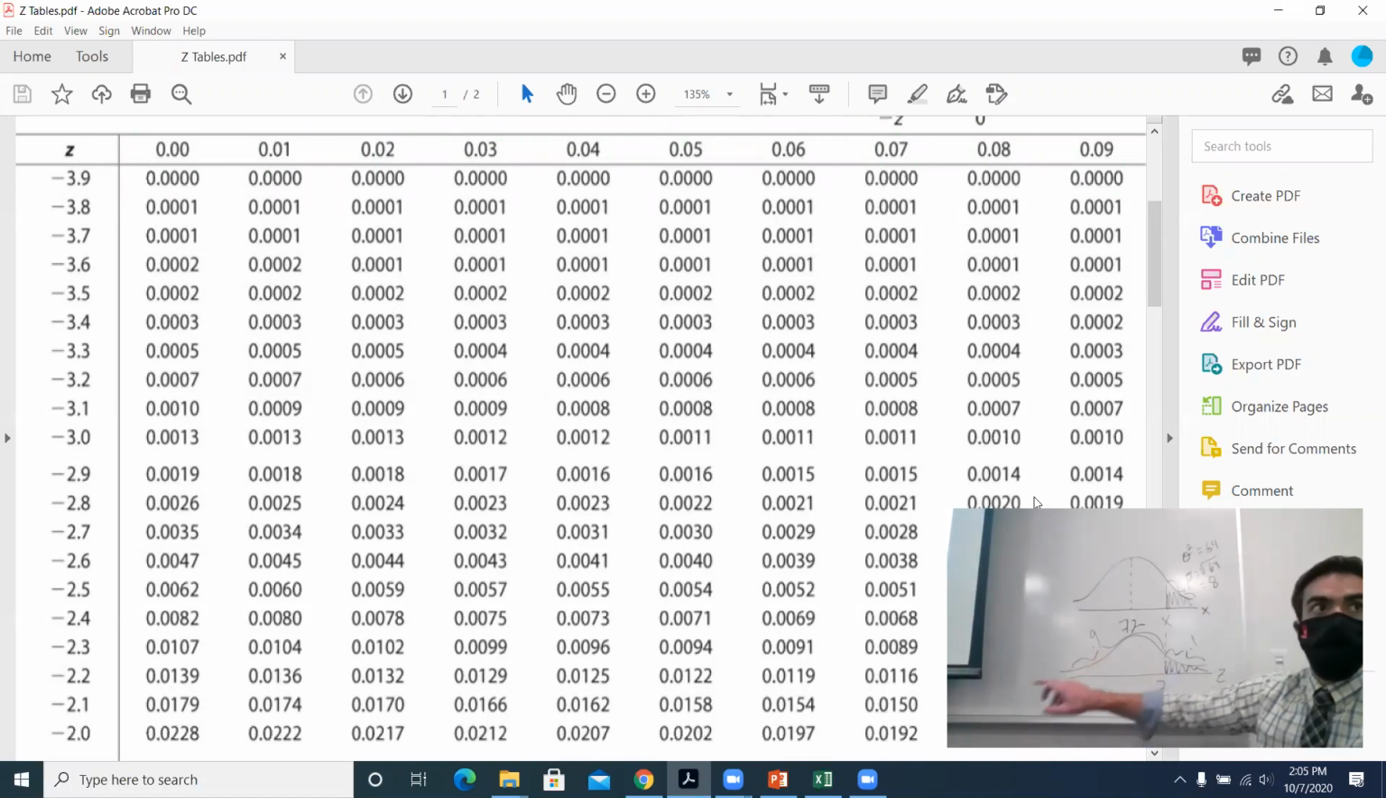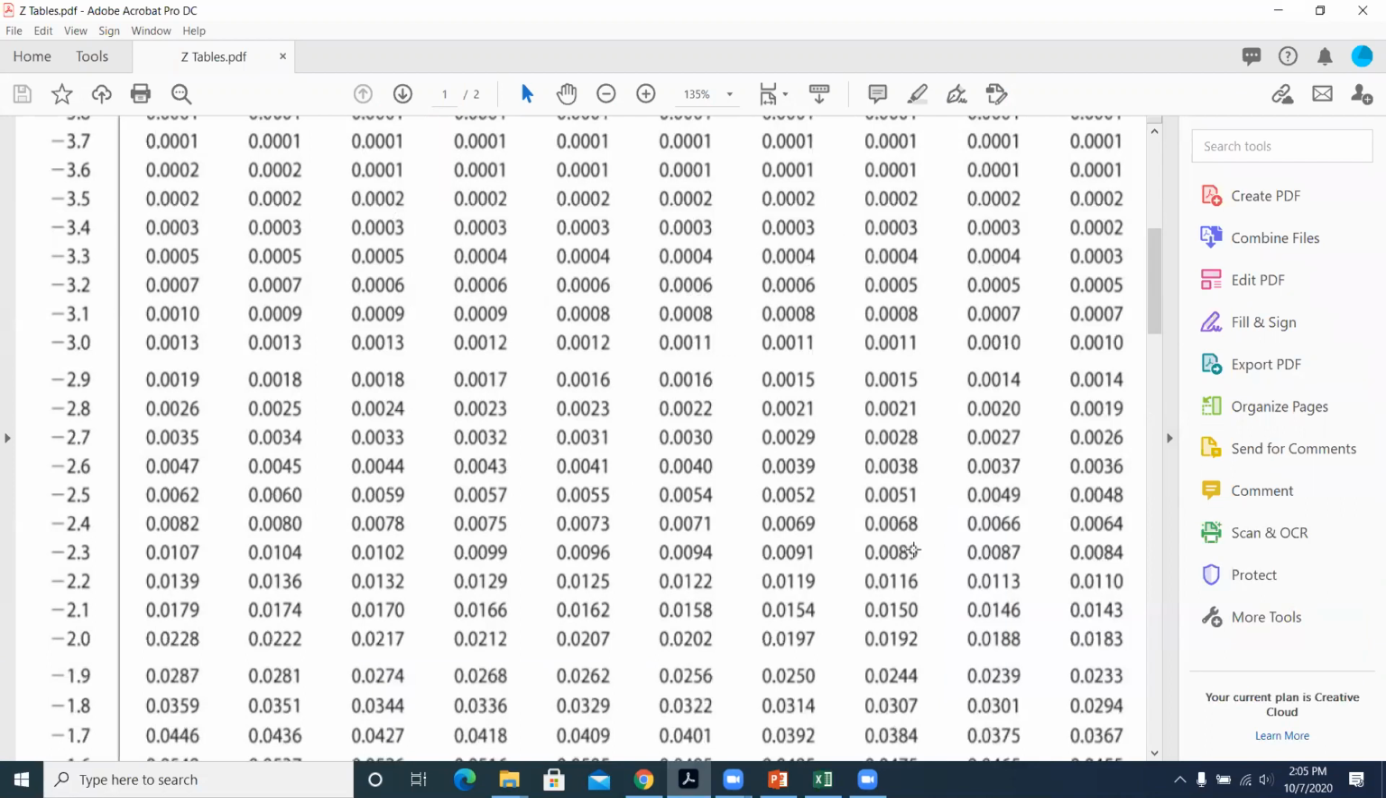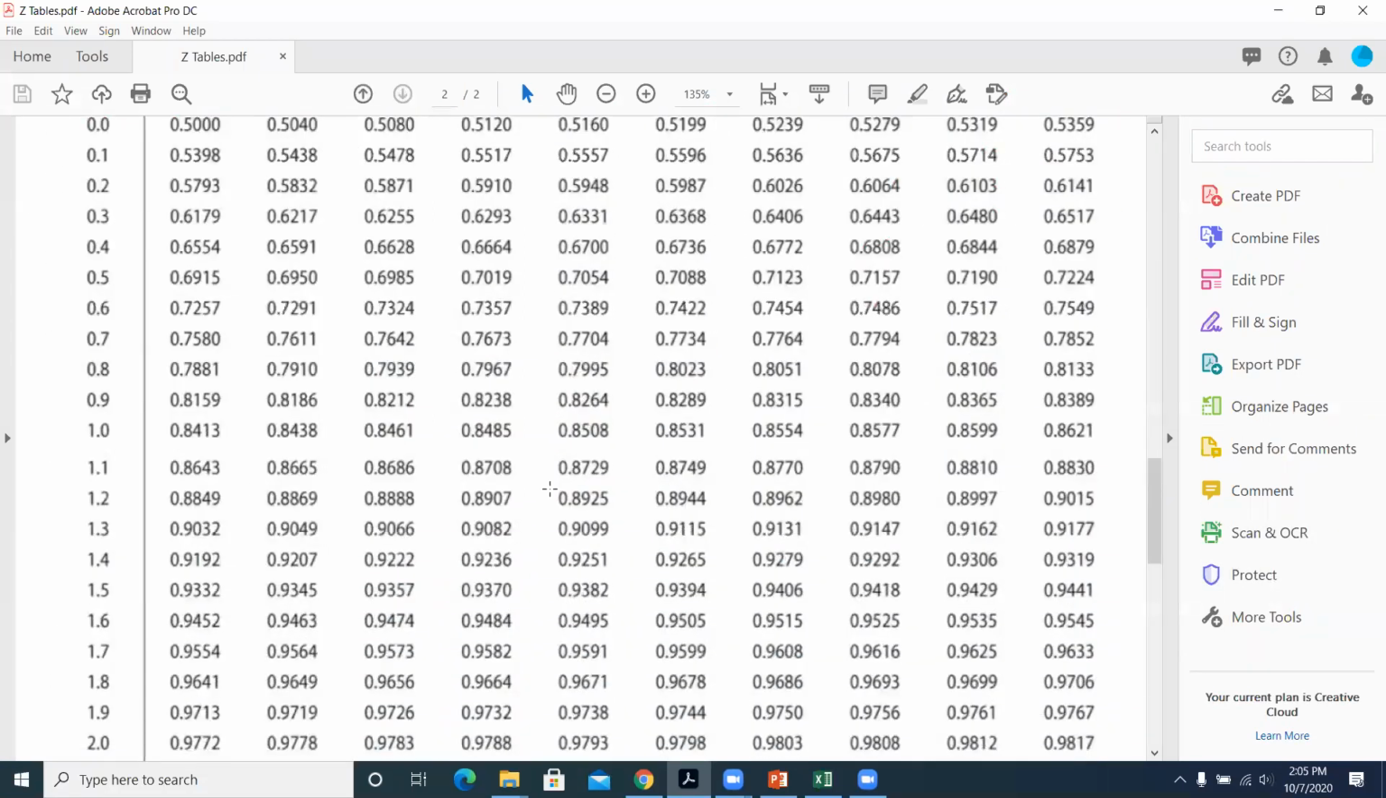0.9, right? So I look in here and I say, okay, where is the value that's closest to 0.9? Keep scrolling. Okay, looks like it's around here. Okay, so I can't get exactly 0.9, but I can get really close, right?